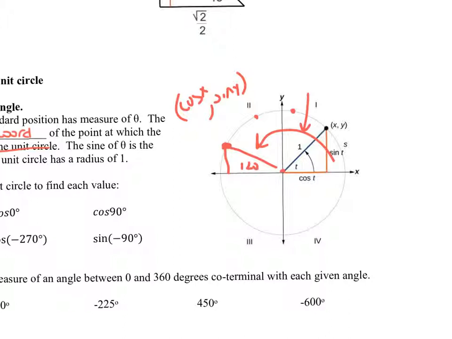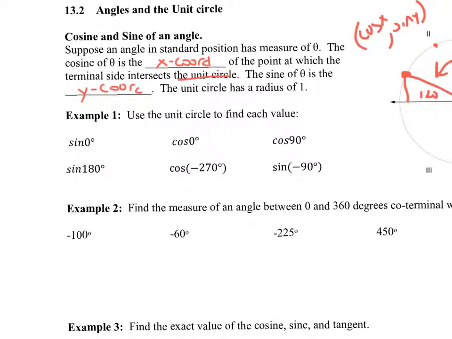Just kind of what I showed over here, I'll go over that off to the side again. Any point around the unit circle can be represented by the cosine of the angle and the sine of the angle. So example 1, use the unit circle to find each value. Recognize that cosine is the x value and sine is the y value.